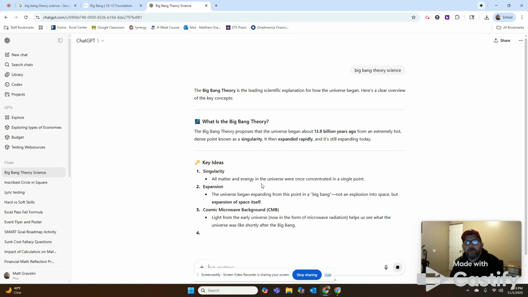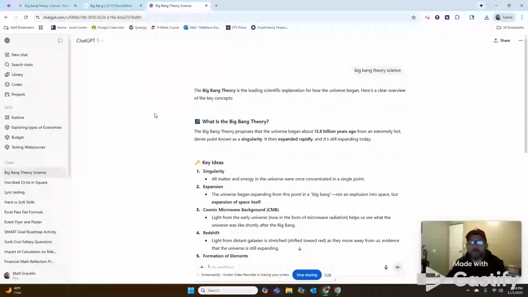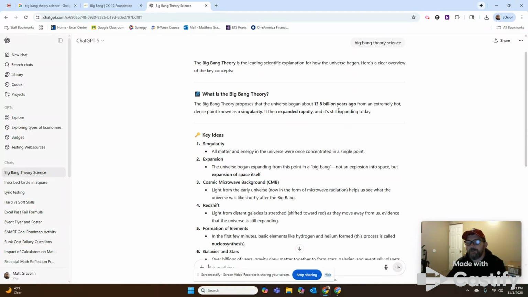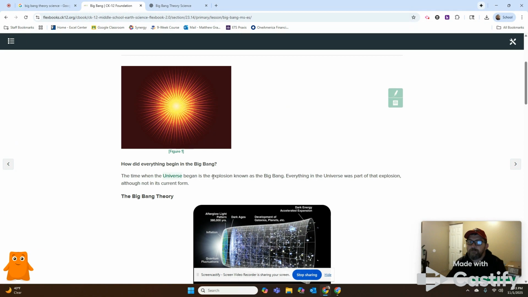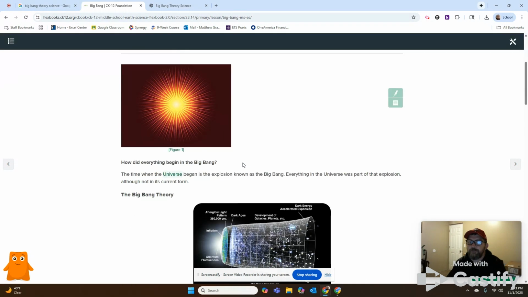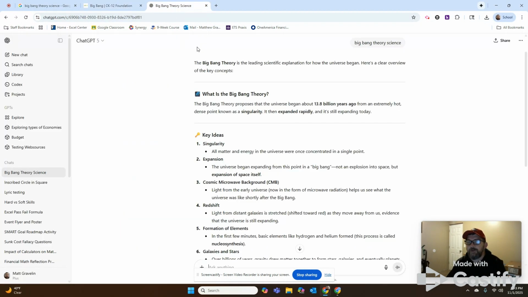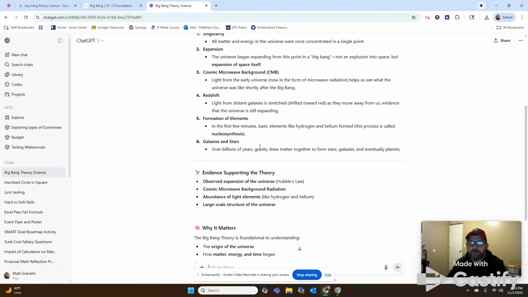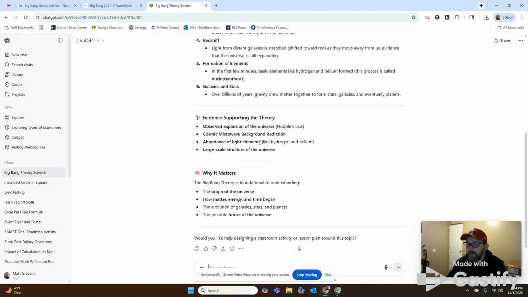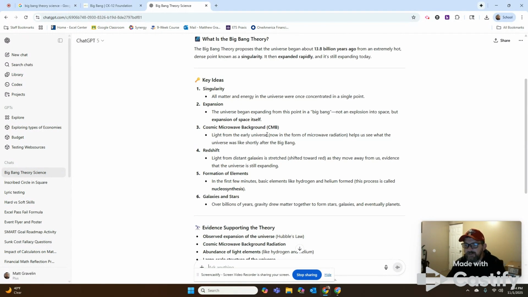And notice the Big Bang Theory, here we go, 13.8 billion years ago. It says 13.7 over here. Maybe we've rounded up now. Then goes through the explanation. So it might venture off by 100,000 years. That's fine. It's within the margin of error.